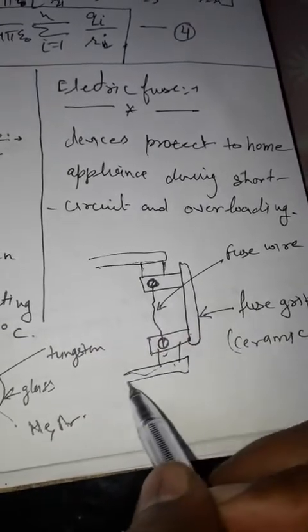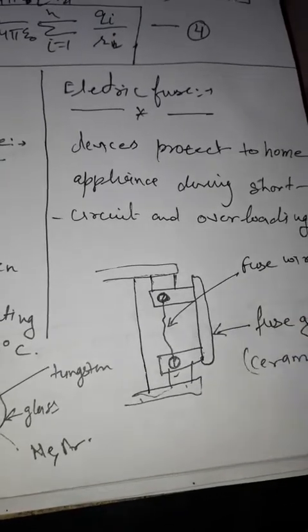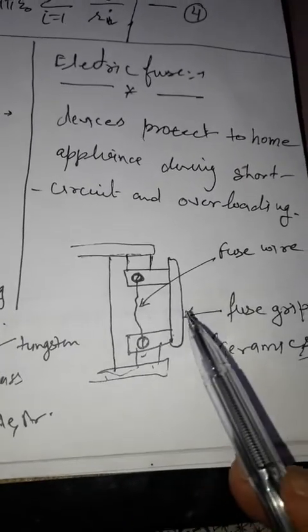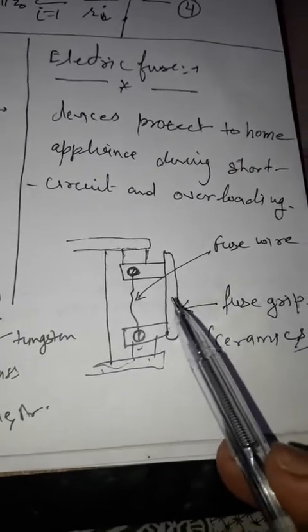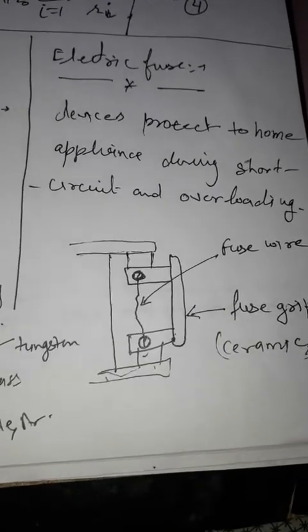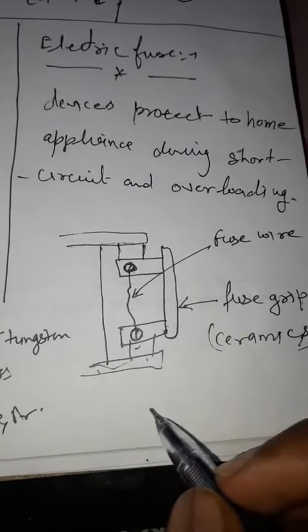So what about the working of this fuse? Now this is a block diagram, as we have already seen in our homes, but if we draw this fuse in an electric circuit on paper, we represent the fuse with a symbol like this.